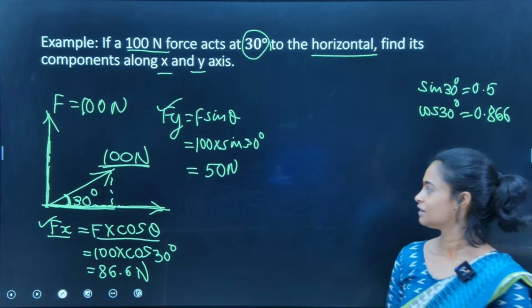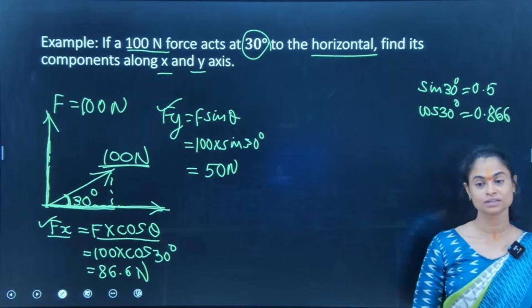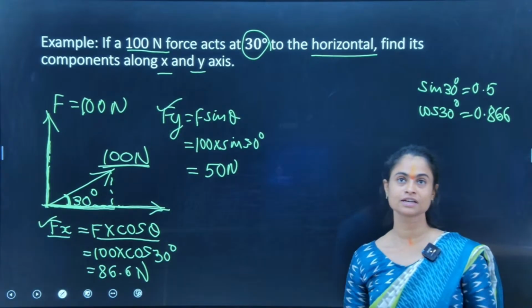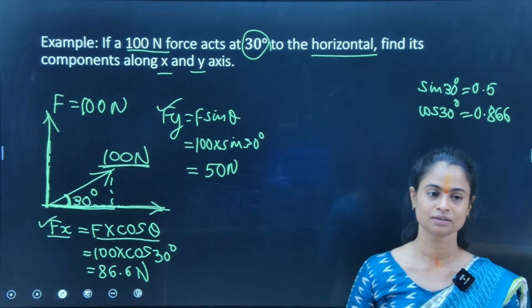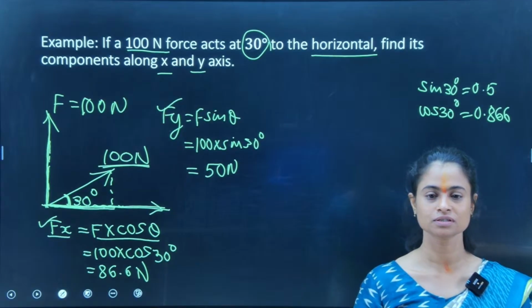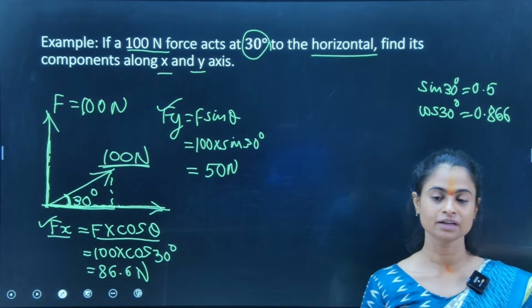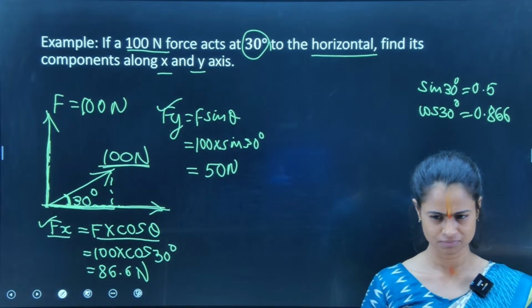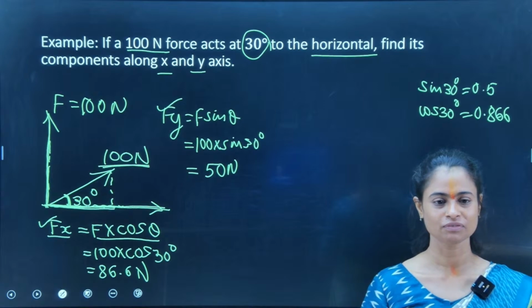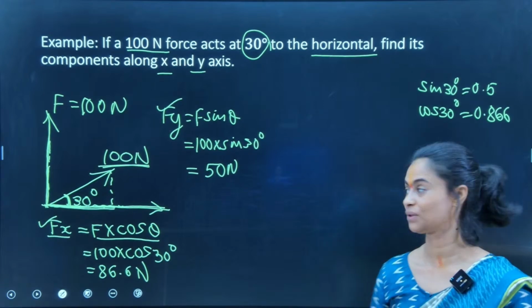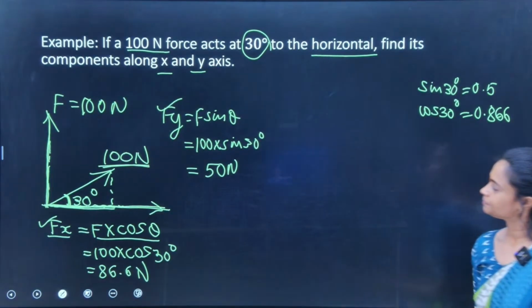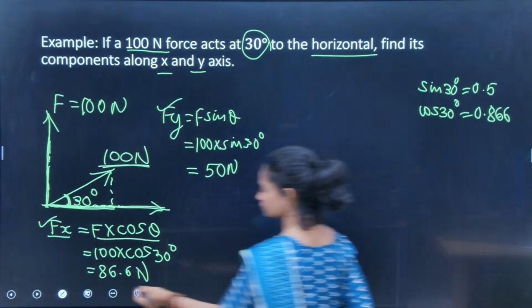And we'll see different cases of inclined forces. If the forces are inclined at different positions, and if they are in different quadrants, how will we find their components?